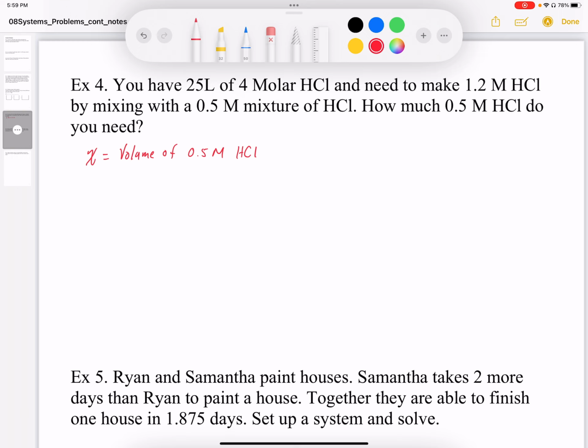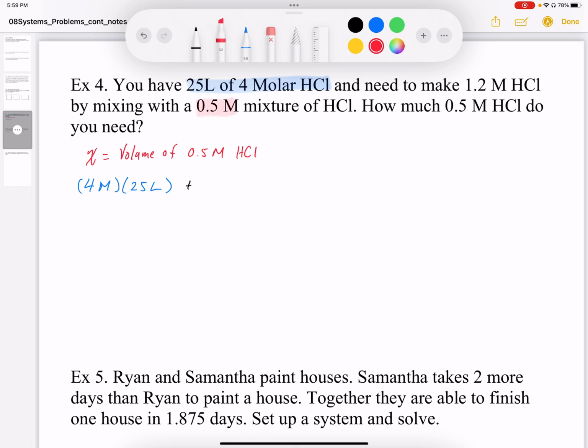I can say that the total amount of acid from the 4 molar is going to look like this. I'm going to just color code this. So the total amount of acid I can calculate as 4 molar times 25 liters. Okay, and maybe I'll keep my units in here so I can see what's going on. So I have 4 molar times 25 liters gives me the total amount of hydrochloric acid from the 4 molar. Now to this I'm going to add in the 0.5 molar mixture.